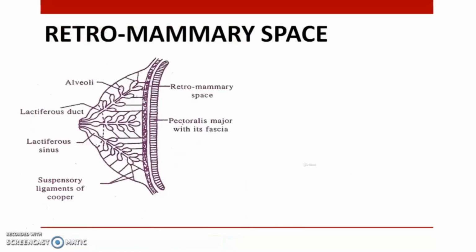So these are the structures which are going to form the mammary bed. Between the mammary bed, that is between the muscles and this mammary gland, we will have a small space which we will call the retromammary space. You might know retro indicates the posterior aspect. So the retromammary space is a space present just behind the mammary gland, between the muscles and the mammary gland.